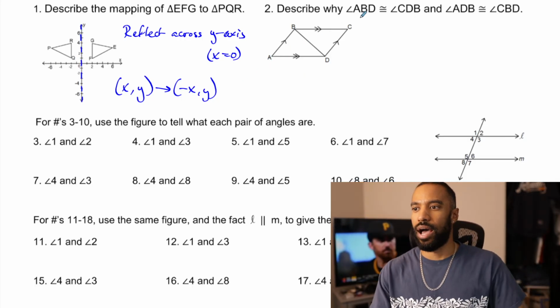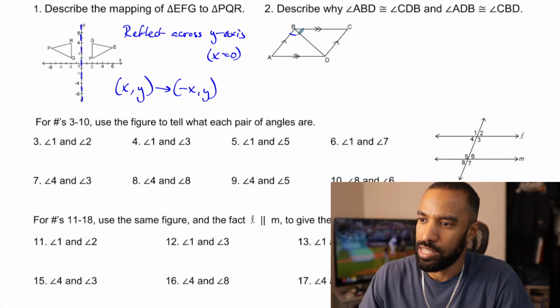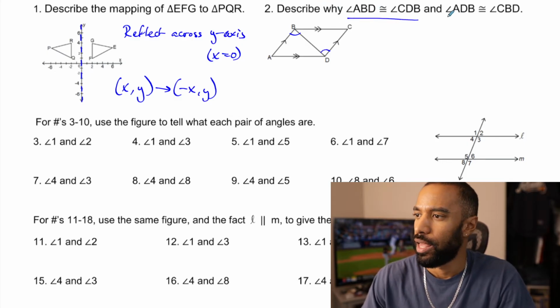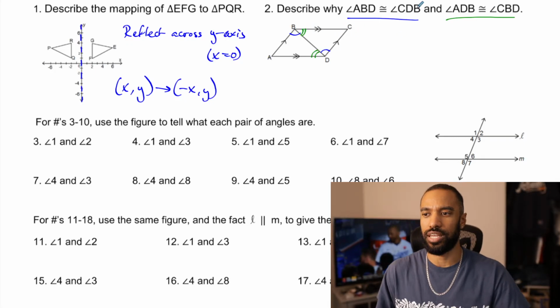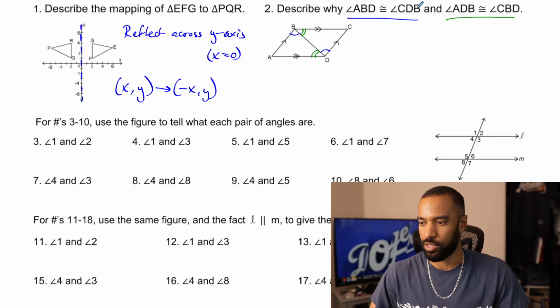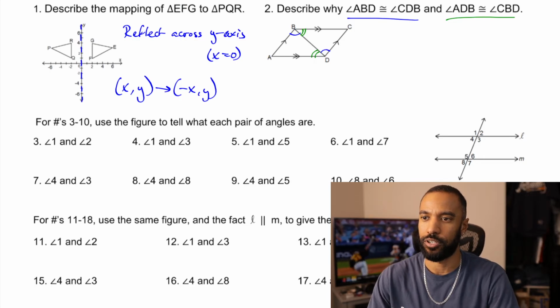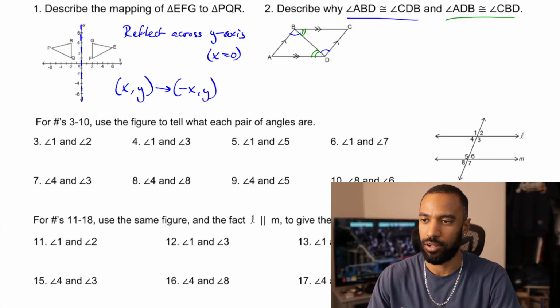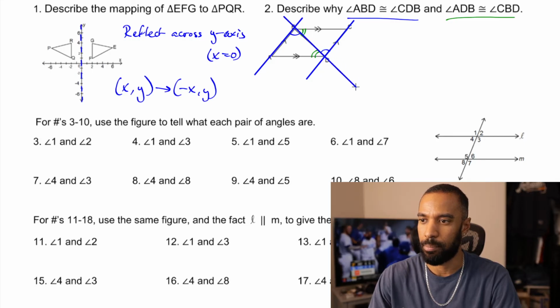All right, describe why angle ABD is congruent to angle CDB, and why angle ADB is congruent to angle CBD. Well, this has to do with alternate interior angles, and looking at the problems after this, it might be more important to look at those afterward. But if you look at the first set here, this is all about two parallel lines being cut by a transversal. I have this parallel line, it's marked up already. Two parallel lines cut by a transversal.